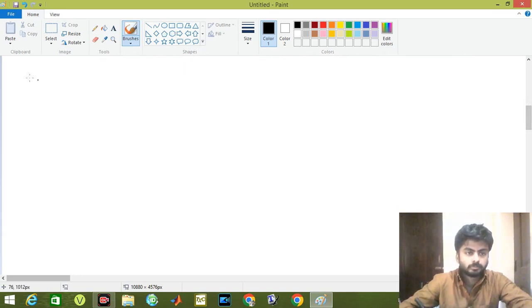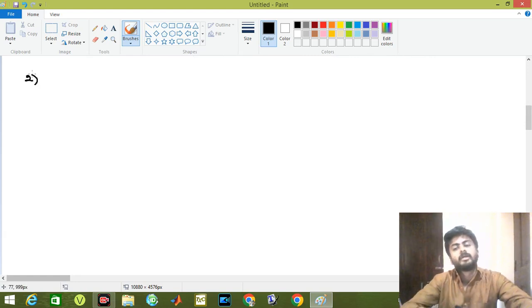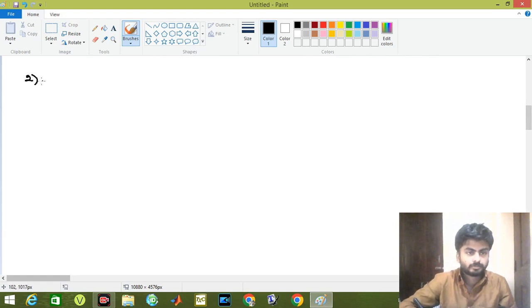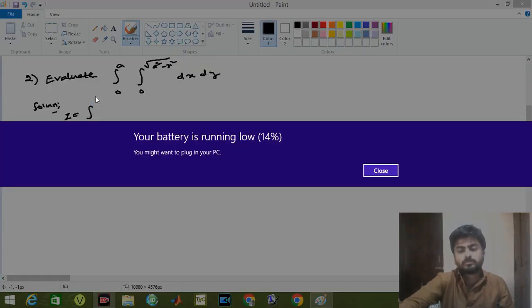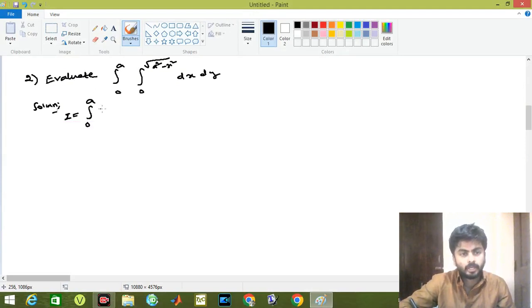Okay, second problem. The second problem is evaluate the integral from 0 to a, and integral from 0 to root of a square minus x square, dx dy. Okay, so solution. So they have given I equal to integral 0 to a, then integral 0 to root of a square minus x square dx dy.